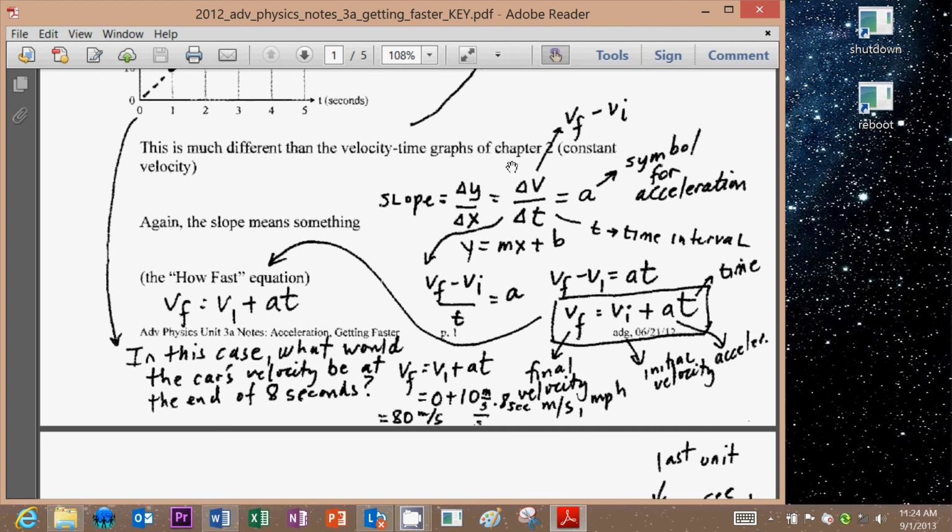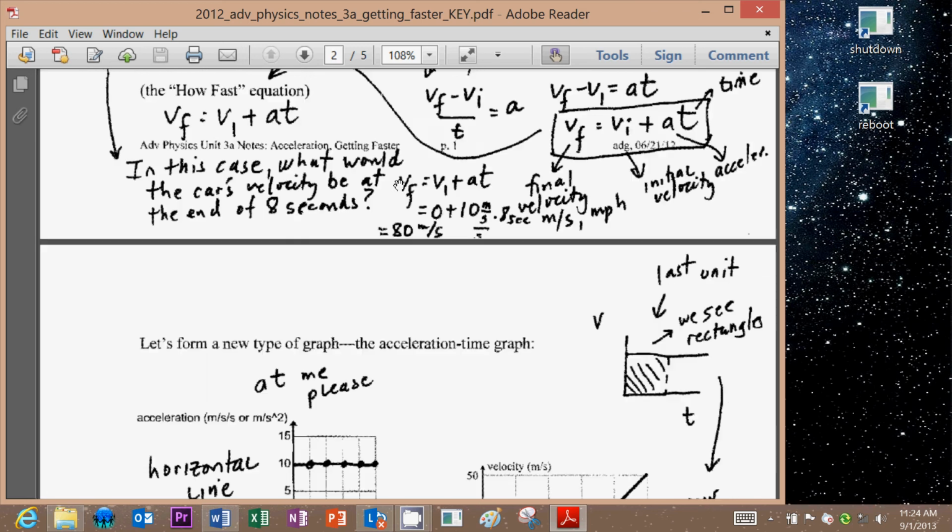We didn't need this equation when we were dealing with constant velocity, did we? Because the object stayed at one speed. But now we have an equation that can help us determine the speed when that speed is changing. What we have is VI, that's the initial velocity. We have A, that's the acceleration. We have t for time. We can multiply A and t and then add it to any VI that we have, and we can get the final velocity of the object.